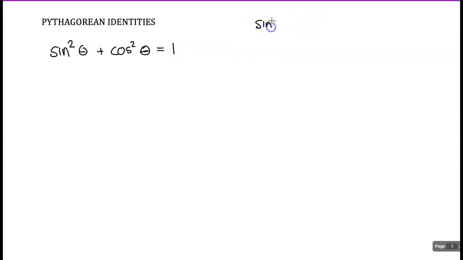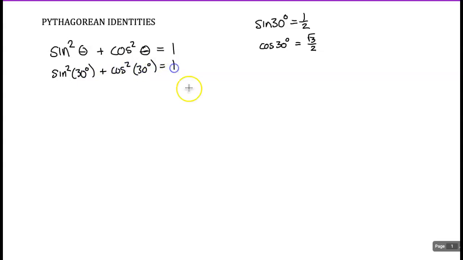If we look at the sine of 30 degrees, that's 1/2. And we know that the cosine of 30 degrees is √3 over 2. So if we plug those into this formula, we should get a true statement. So let's do sine squared 30 plus cosine squared 30, and let's see if that's equal to 1.